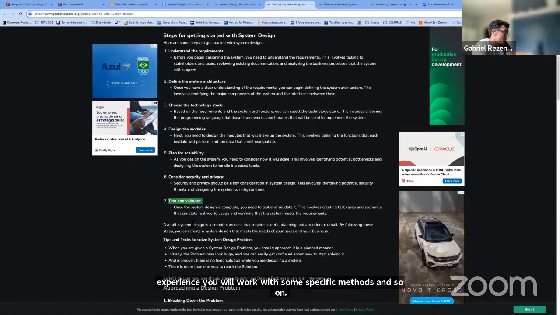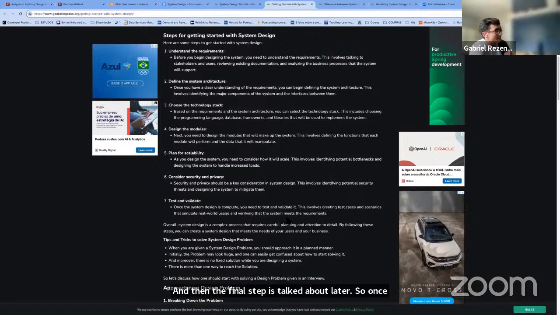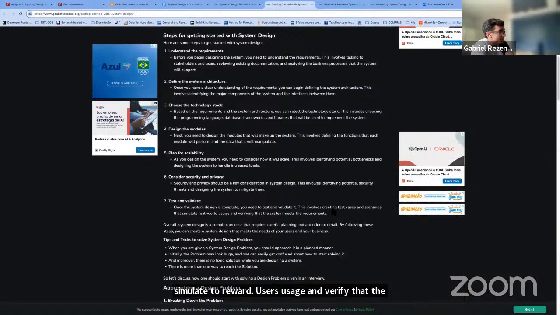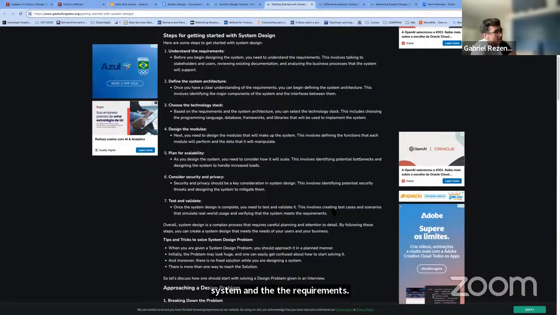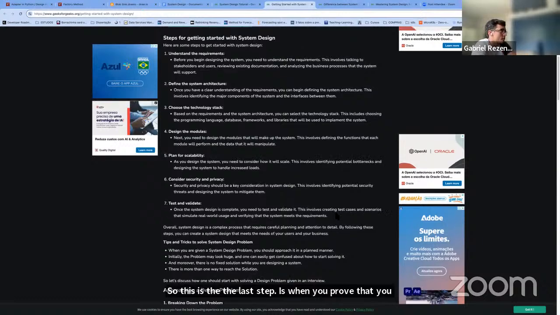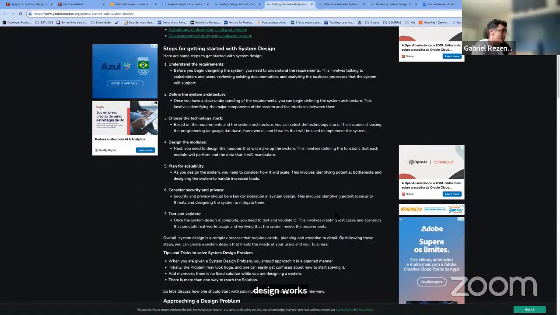And then the final step is test and validation. So once the system design is complete, you need to test and validate it. This involves creating test cases and scenarios that simulate real world usage and verifying that the system meets the requirements. So the last step is when you prove that your design works for the scenario that was proposed.